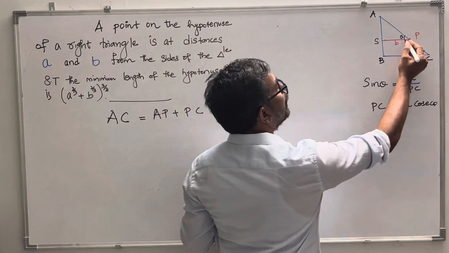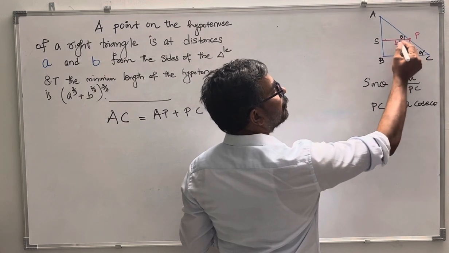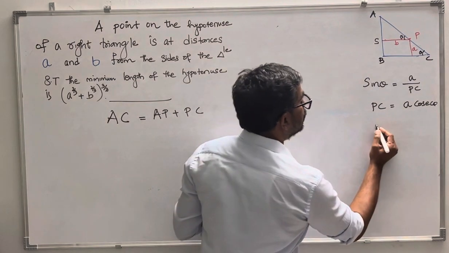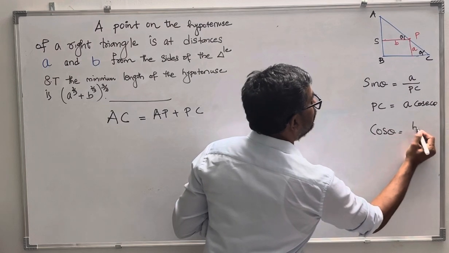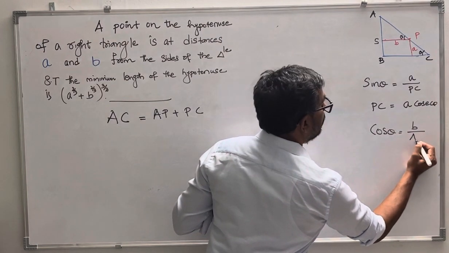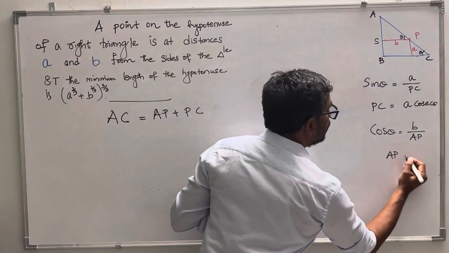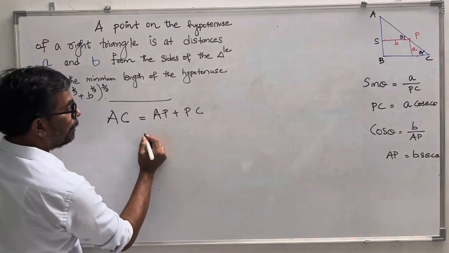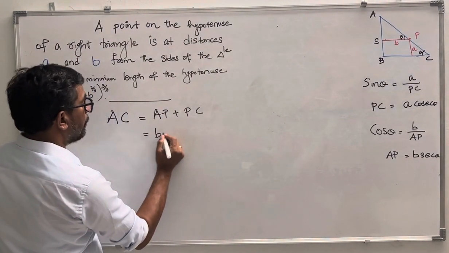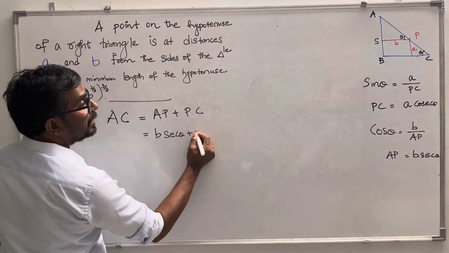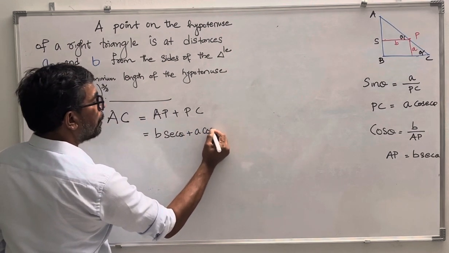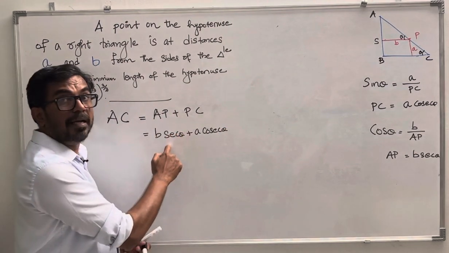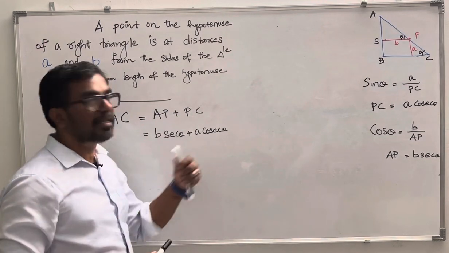Similarly, for this theta, this B is the adjacent side. To bring B into the picture, I will write cos theta. Cos theta is adjacent side B by AP. From here I get AP is B by cos theta, or B sec theta. Now I will write it here, AP as B sec theta plus PC as A cosec theta. So the first and second steps are over: I wrote the function and converted it into a single variable. Here theta is the only variable.